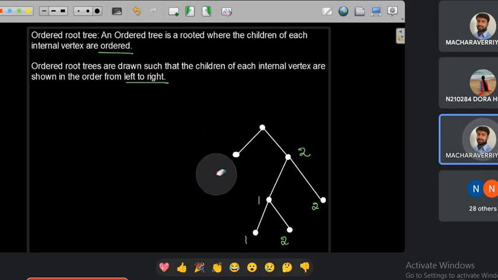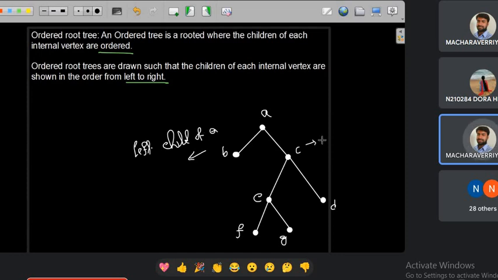Now let me consider this graph and assign names to the vertices. The vertices here are, let's say, A, B, C, D, E, F, G. Now I'm going to call this B, which is the left child of A, and this C is called the right child of A. So in the graph we can understand whether he is on the left side or right side. Such a graph we call an ordered graph.